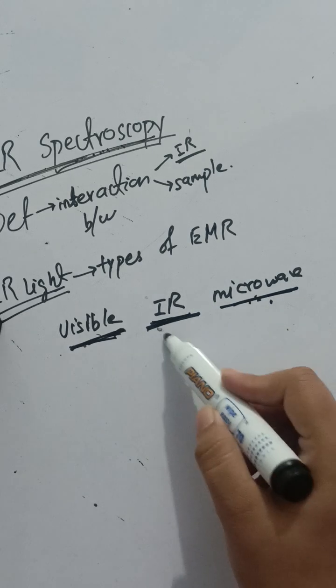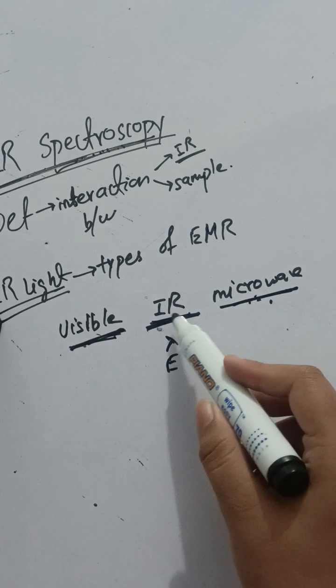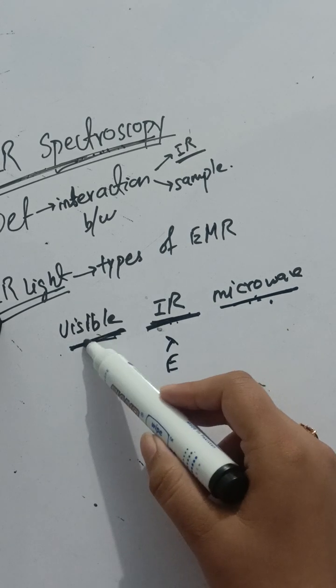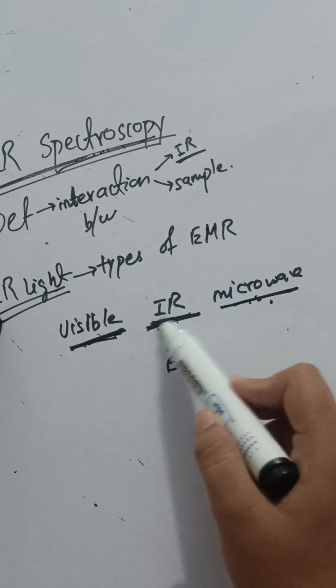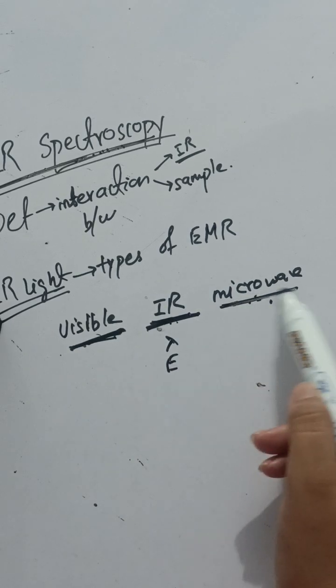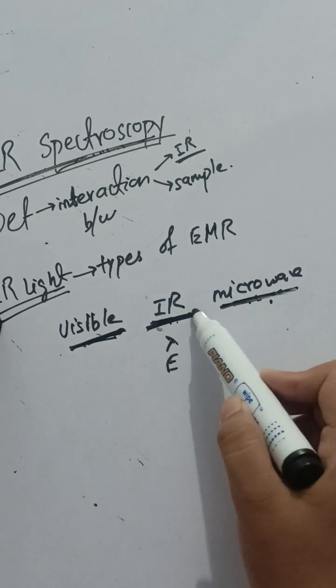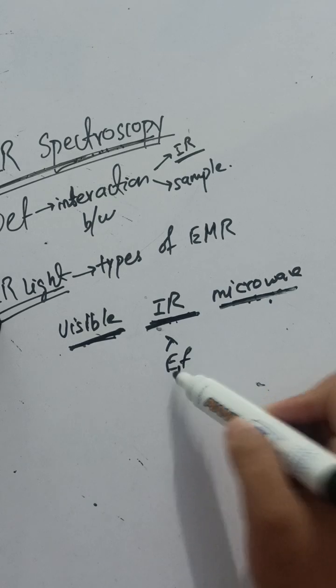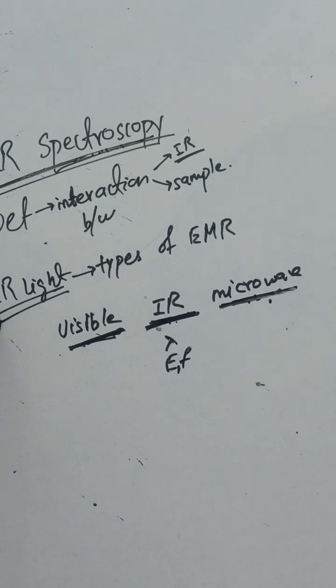If you talk about the energy of IR, the energy of the visible region is more than the IR, and the energy of microwave is less than the IR. Similarly the case is with frequency. These are the things you have to remember. Just imagine in your mind that IR is between visible and microwave. Next you have to talk about their wavelength, energy, and frequency.